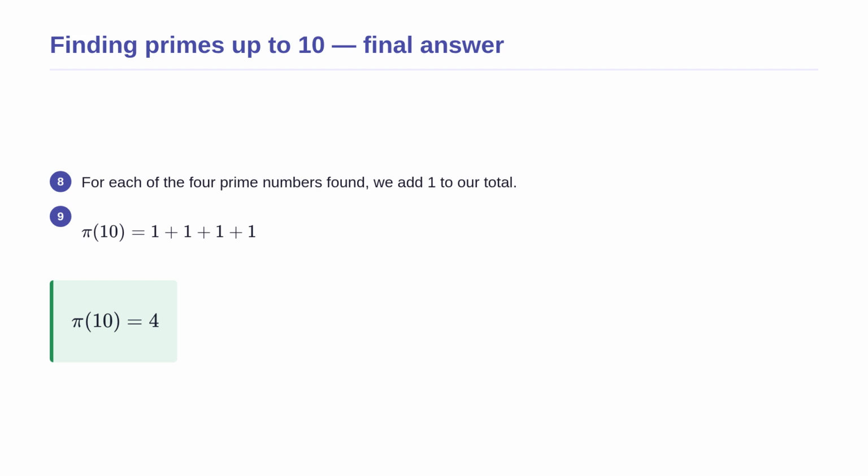This physically means that if you look at a standard number line from 0 to 10, you will encounter exactly 4 prime numbers along the way.